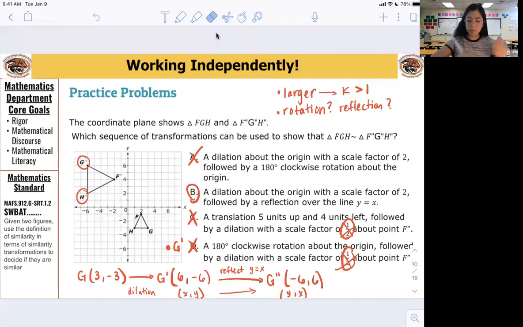Would anyone like me to explain any part of that one more time? Because I understand this one's a little bit more tricky than all the other ones we've done.